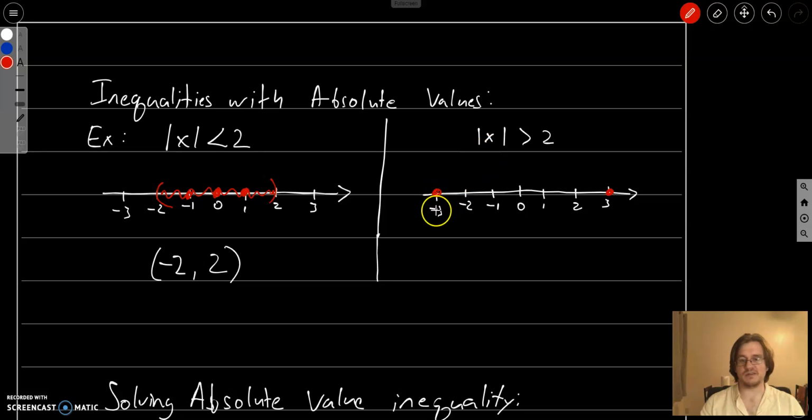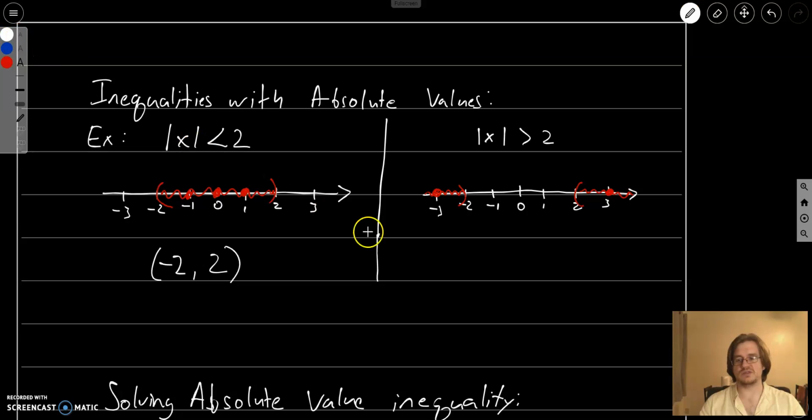The absolute value of negative 3 is 3, which is greater than 2. But if I plug in 0, the absolute value of 0 is 0 and not greater than 2. So if we stare at this long enough, we can begin to see, oh, anything bigger than 2 or smaller than negative 2 will work, because when you take the absolute value, they become positive and bigger than 2. Anything between 2 and negative 2 won't work in here.